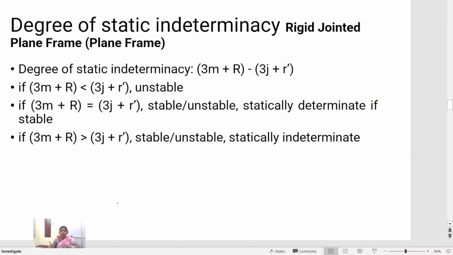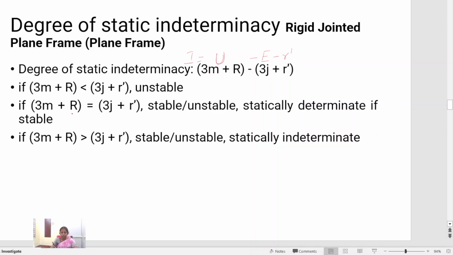So the degree of static indeterminacy of a rigid jointed plane frame is 3m plus r minus 3j minus r dash, where r dash is the release. So this is the unknowns term, this is the equations term, minus releases. So you can understand I equal to U minus E. This is U minus E minus releases.